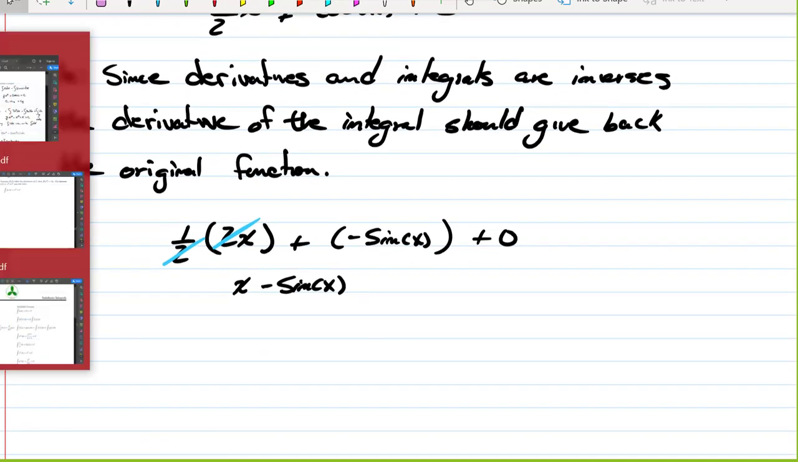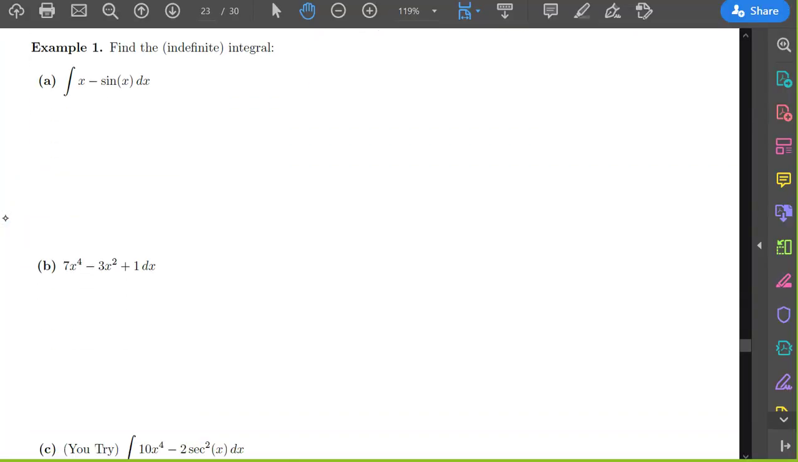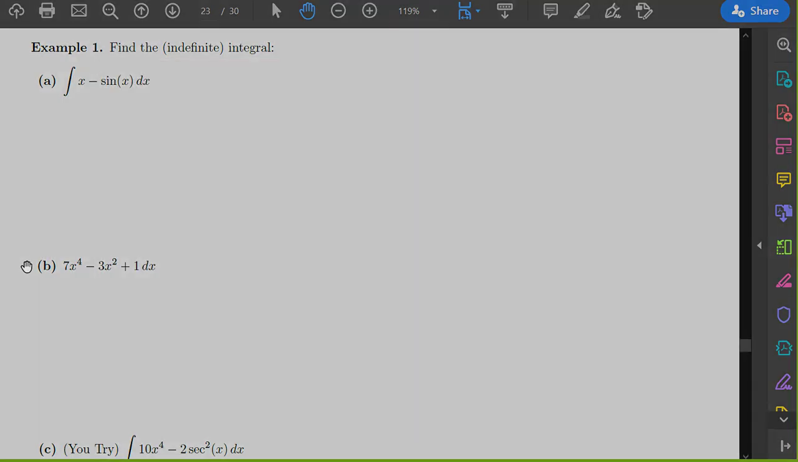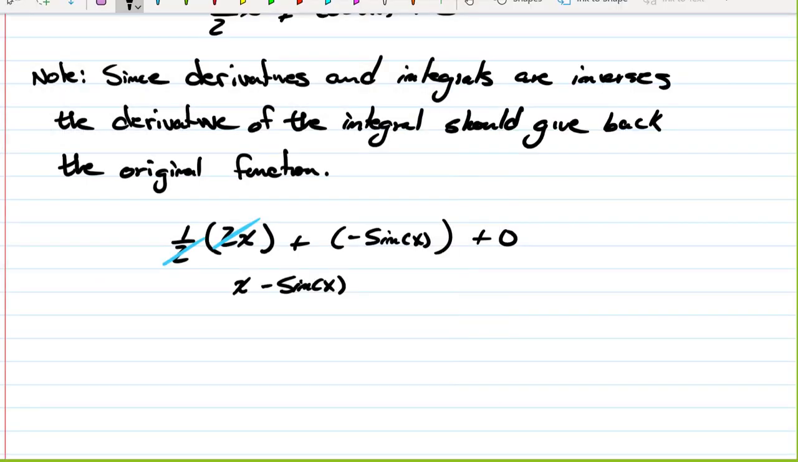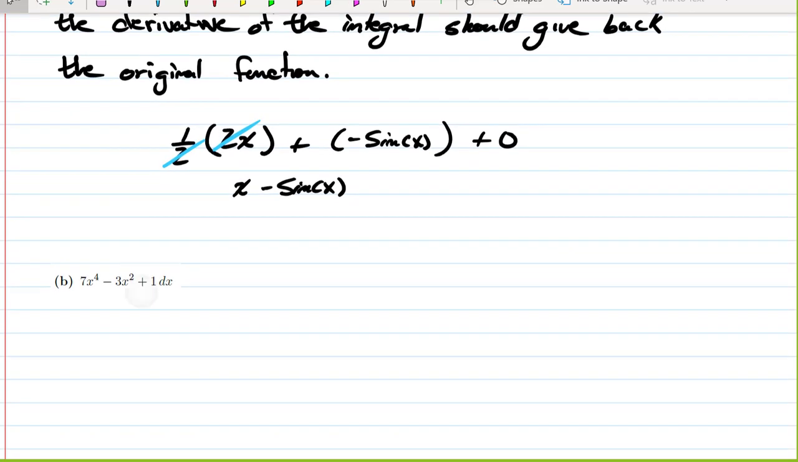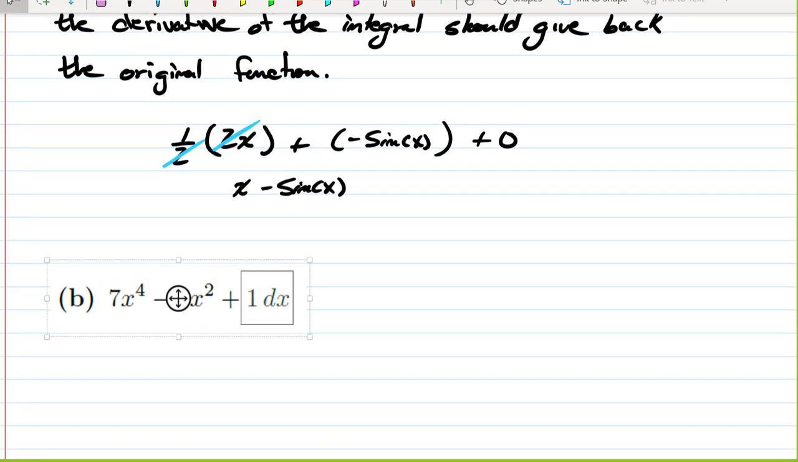All right, so let's take a look at our next example. And I have a typo here. I did not put the integral symbol on, so let's make sure that we add that. So for B, we can't have the differential without the integral. So we have our integral of 7x to the fourth minus 3x squared plus 1.